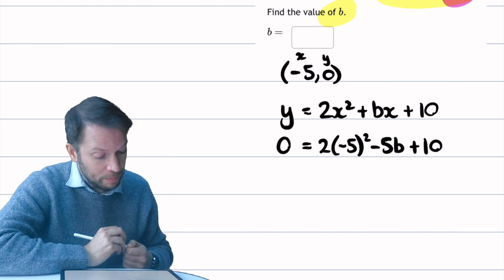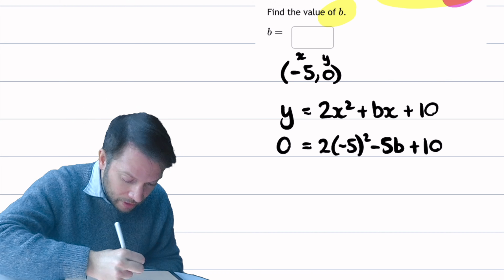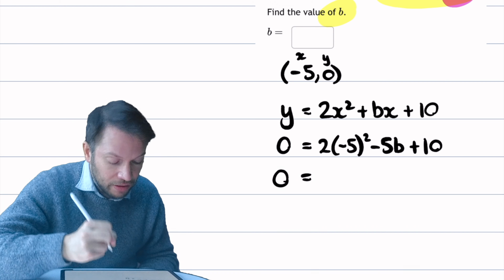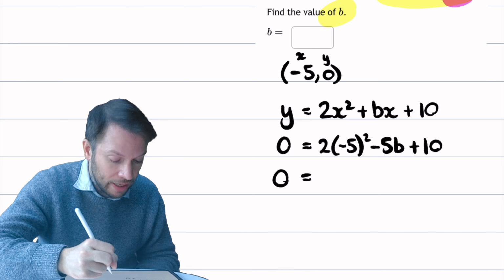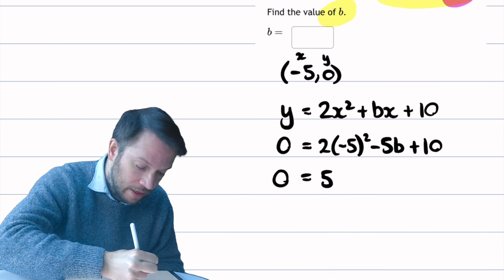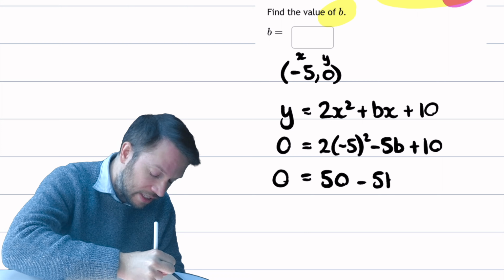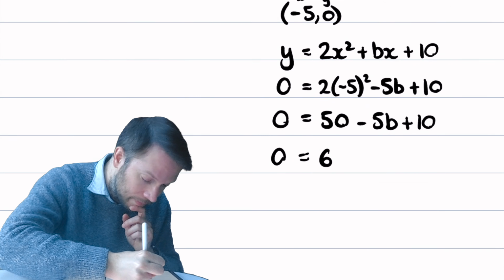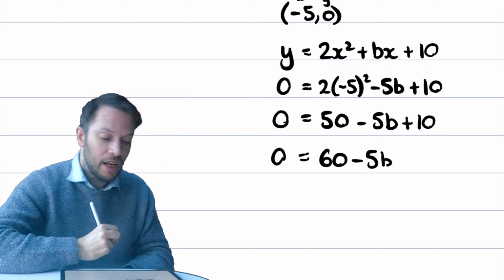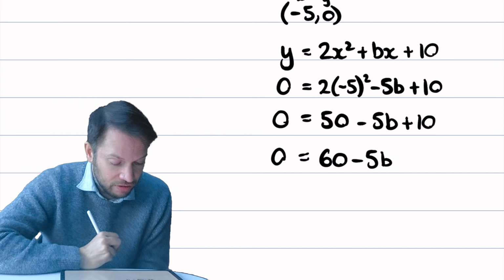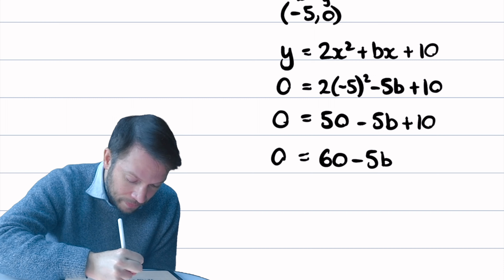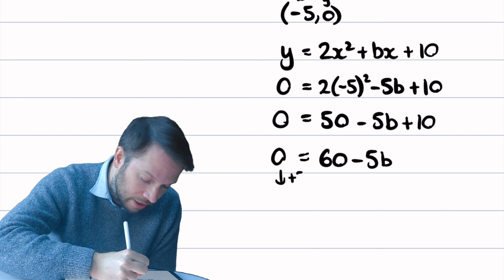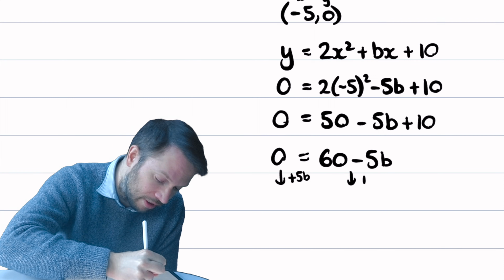Now let's just simplify this to work out b. We get 0 is, well, (-5) squared is 25, times 2 is 50, -5b plus 10. Now the 50 plus the 10 is 60. So we get this. And we want to get b gradually on its own. So we could add 5b to both sides of the equation.